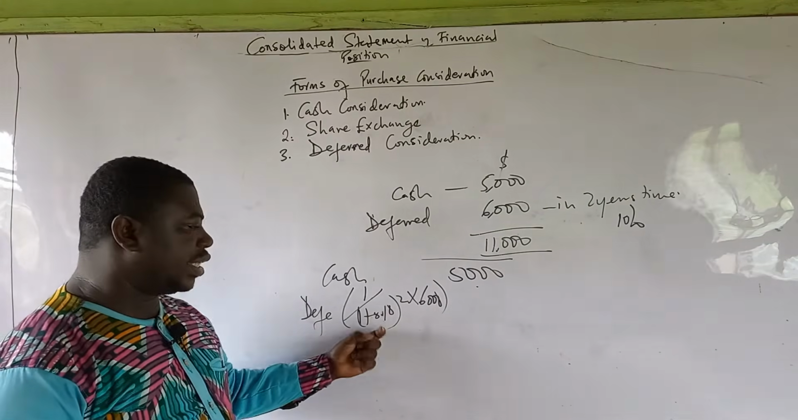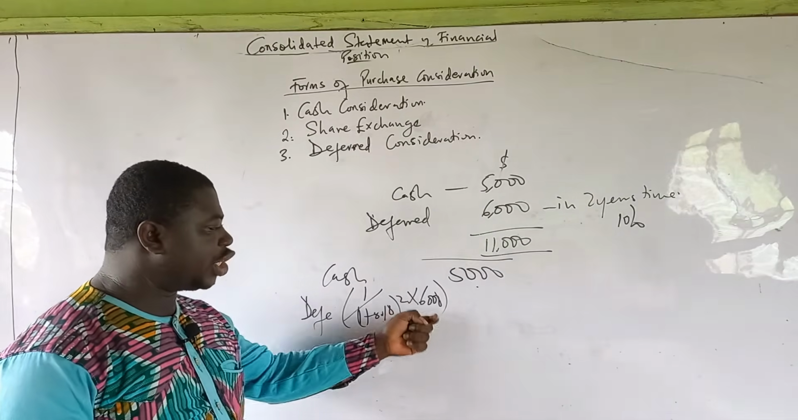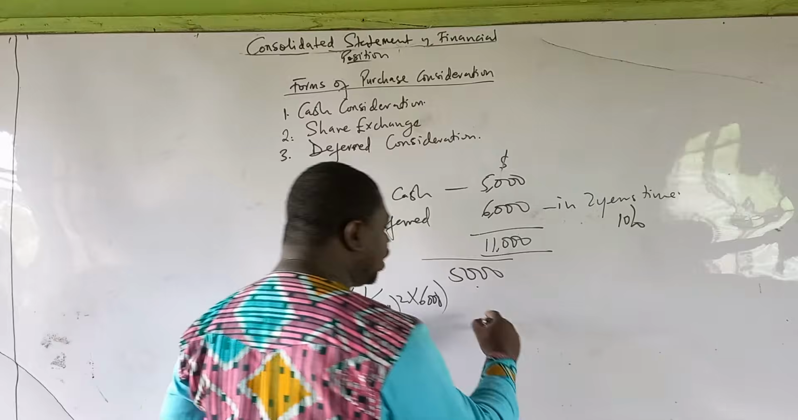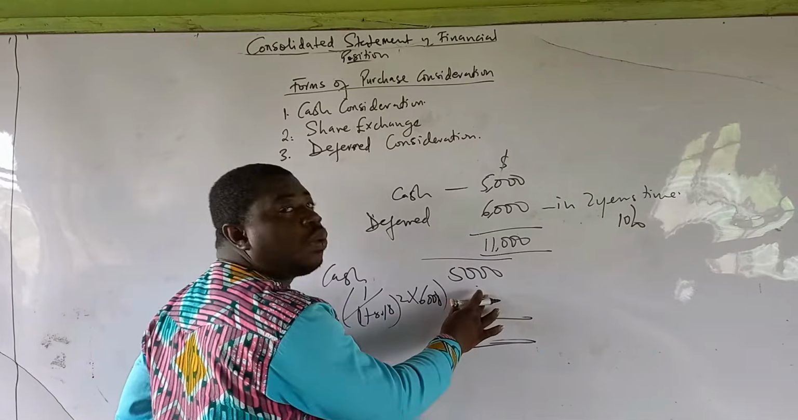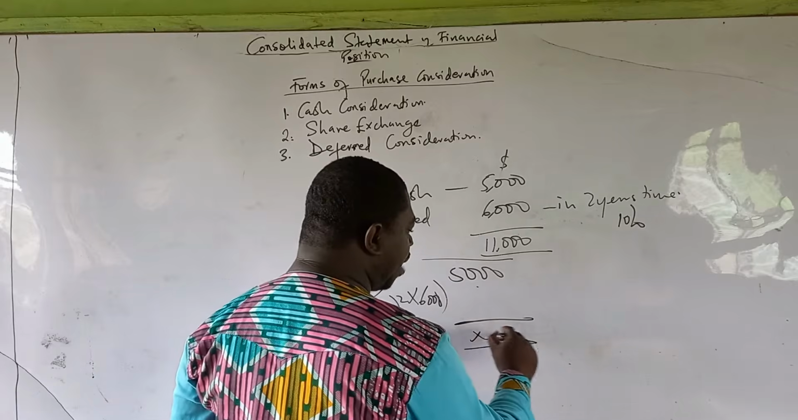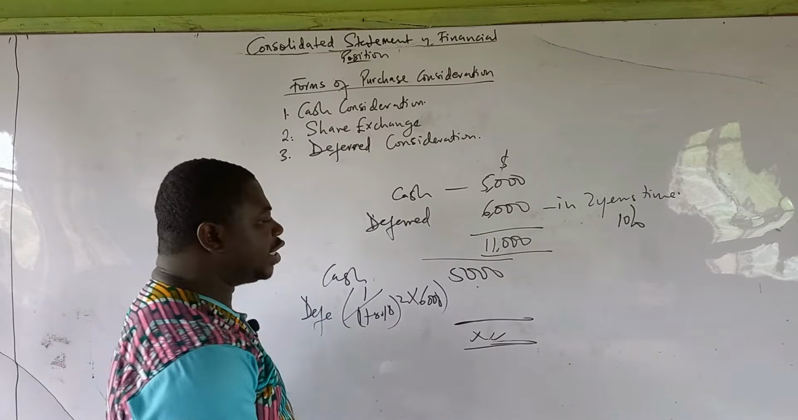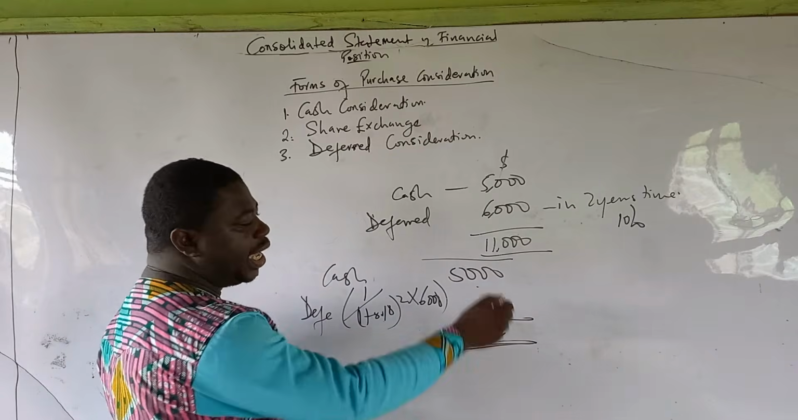So I'm going to use this discounting factor. You know how to do discounting from financial management. You discount the 6,000 into today's terms, and so the value will be lower than the actual 6,000 value. And the total amount you are going to get is what is going to be called your purchase consideration, which is a composition of your cash consideration and the deferred.